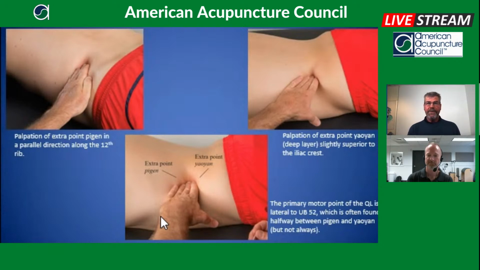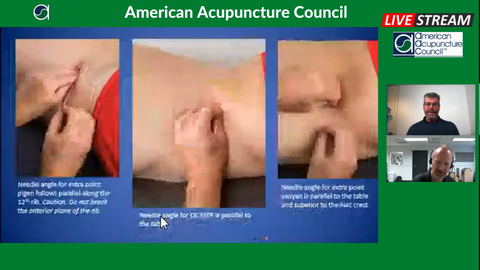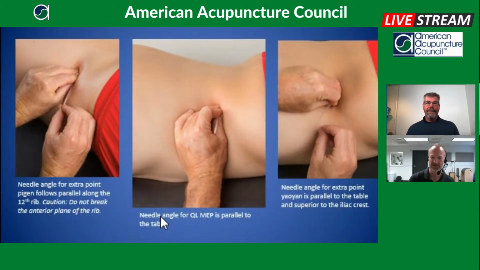Brian, anything to add, or do you want to jump to the next one? No, let's go ahead, and I think the next one just shows some images of the needling placement. All right. So we just described that pretty well. I think you guys can see that in the image. These images are from the Sports Medicine Acupuncture textbook.